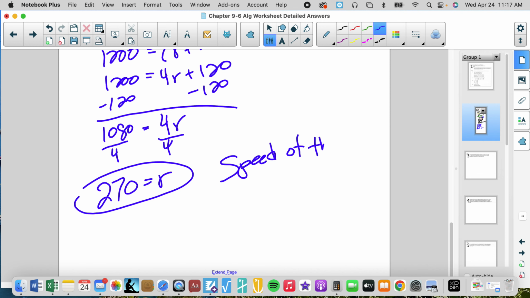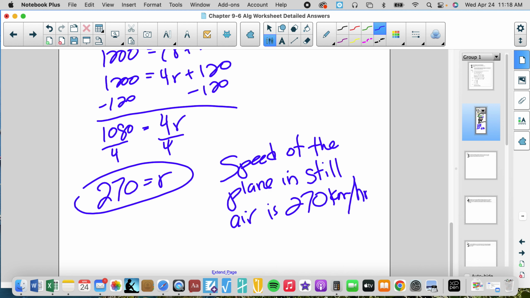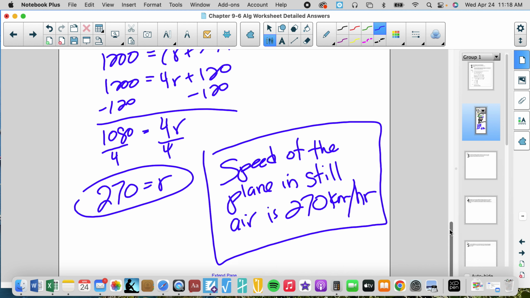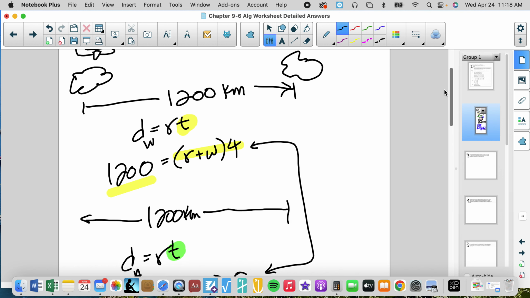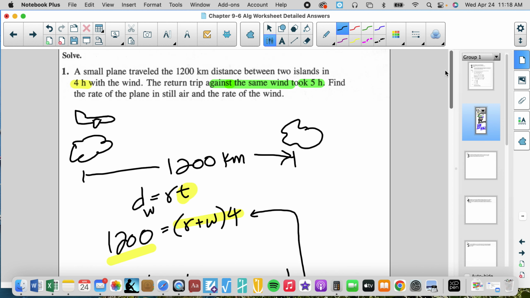So the speed of the plane in still air with no wind is 270 kilometers per hour. I like that. Those are the two answers. That's not bad at all. So the wind is helping in one direction and hurting in the other. So they want to know, find the rate of the plane in still air and the rate of the wind.